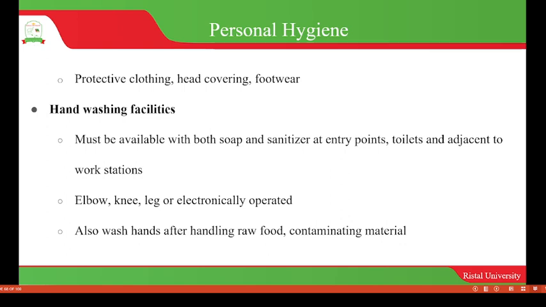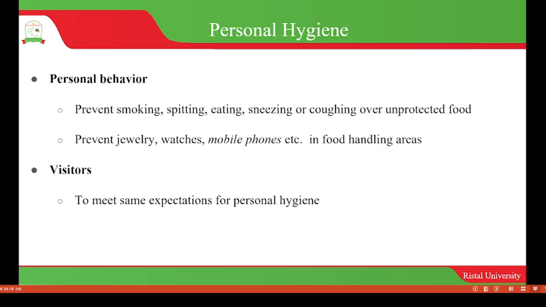Elbow, knee, leg, or electronically operated. So the hand washing facilities will be the one which can be operated using the elbow, knee, leg, or should be the one which is electronically operated to avoid contaminating our hands after washing. Also, wash hands after handling raw foods, contaminating materials.